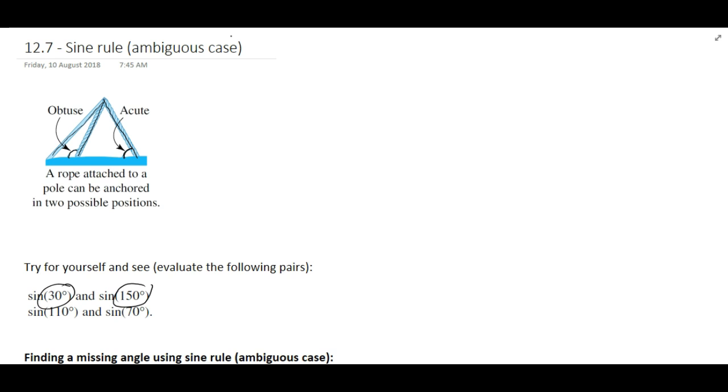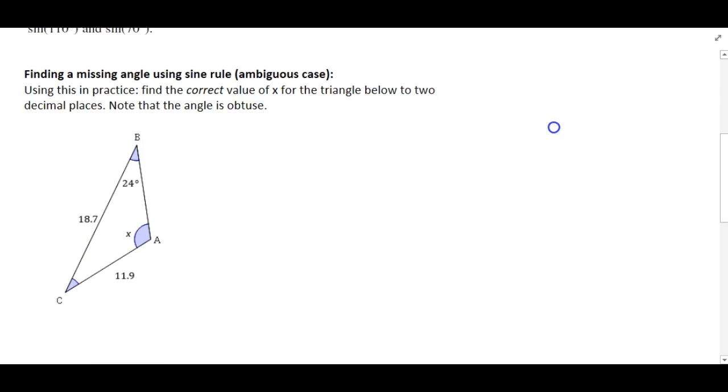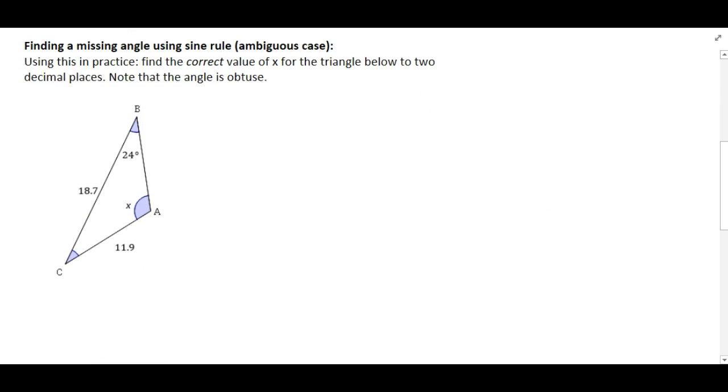Okay, you'll get two values and you have to find out which one it is by looking at the diagram. So if we look at this example here, what kind of angle is that? Obtuse or acute? Missing angle X. Obtuse. So remember, obtuse means bigger than 90 and acute smaller. So we're going to do the sine rule on this and find the value of X, and then we're going to make sure it's the right size, obtuse.